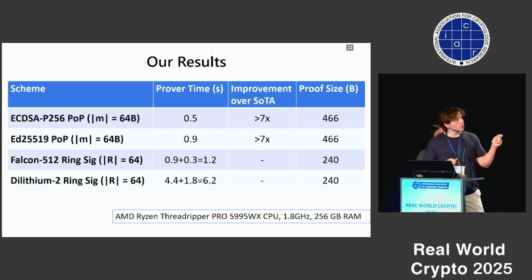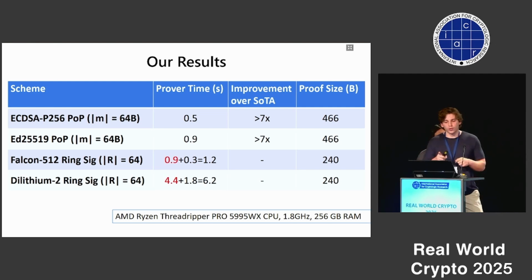Okay, on to some results. We can do a proof of possession for a message length of 64 bytes for ECDSA and Ed25519, both in less than a second, with a proof size that's less than half a kilobyte. Ed25519 is basically always going to be a little bit more expensive for the prover because it uses SHA-512 instead of SHA-256. For our ring signatures, Falcon and Dilithium, for a ring size of 64, the prover time is 1.2 and 6.2 seconds, respectively.